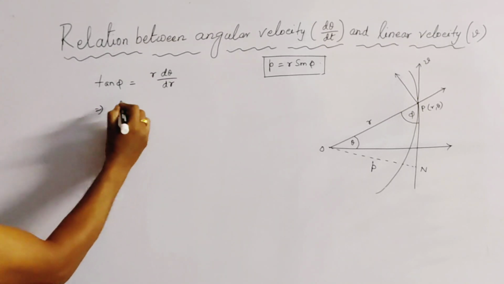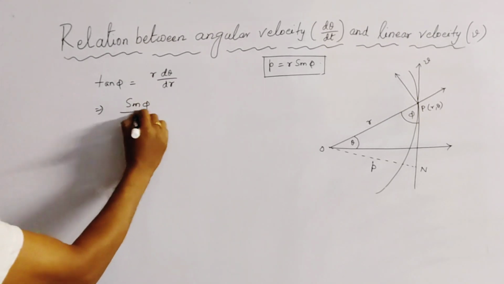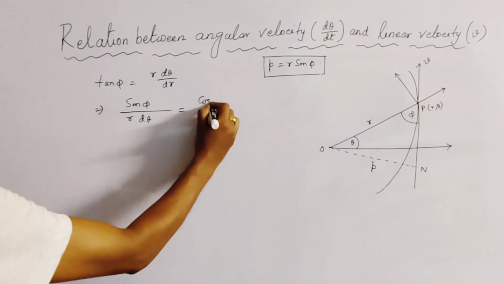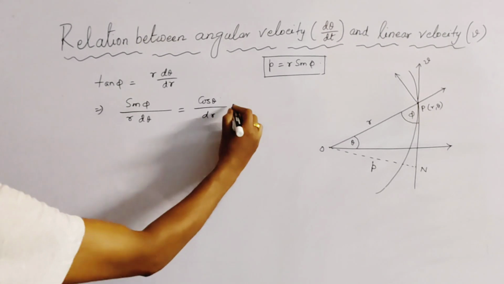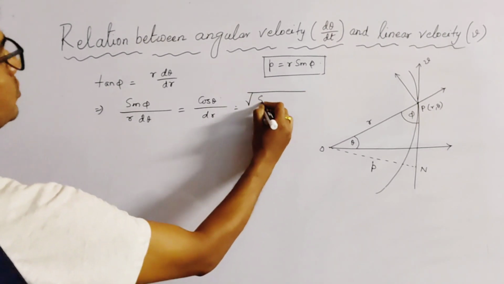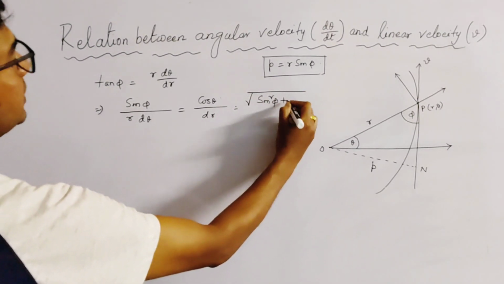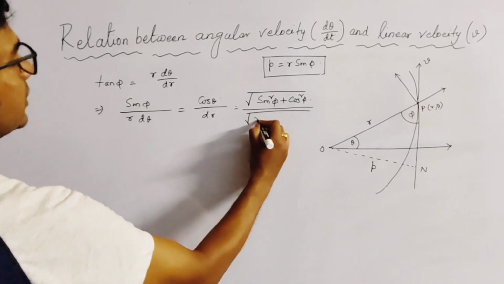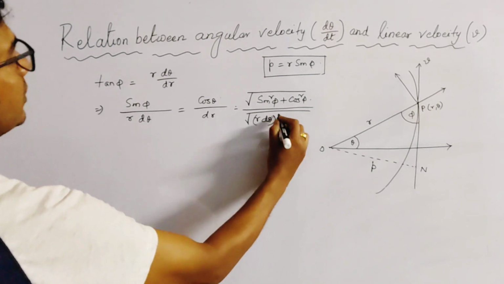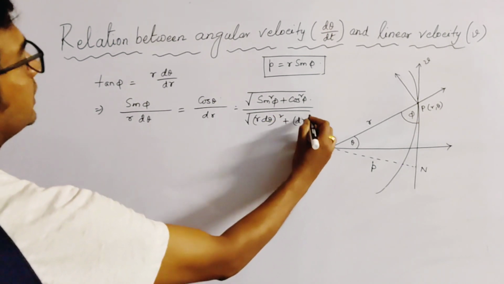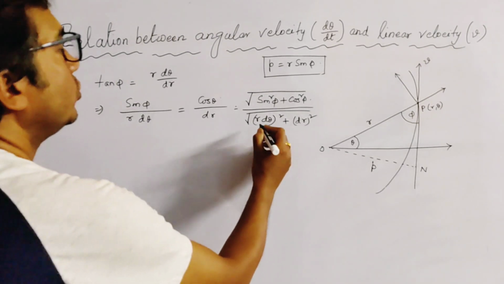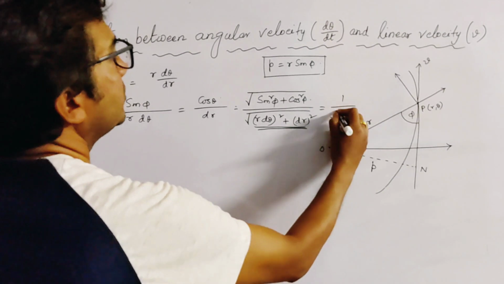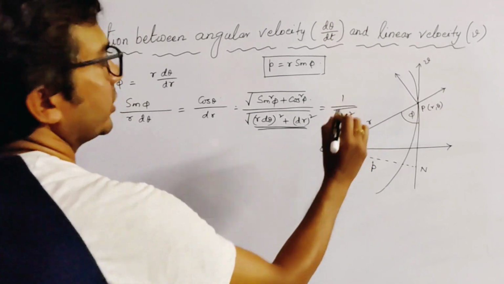And so we get sin φ by r dθ, this is cos φ by dr, and this is equal to sin²φ plus cos²φ by root under (r dθ)² plus (dr)². And we know this is ds², so this is 1 by root under ds².